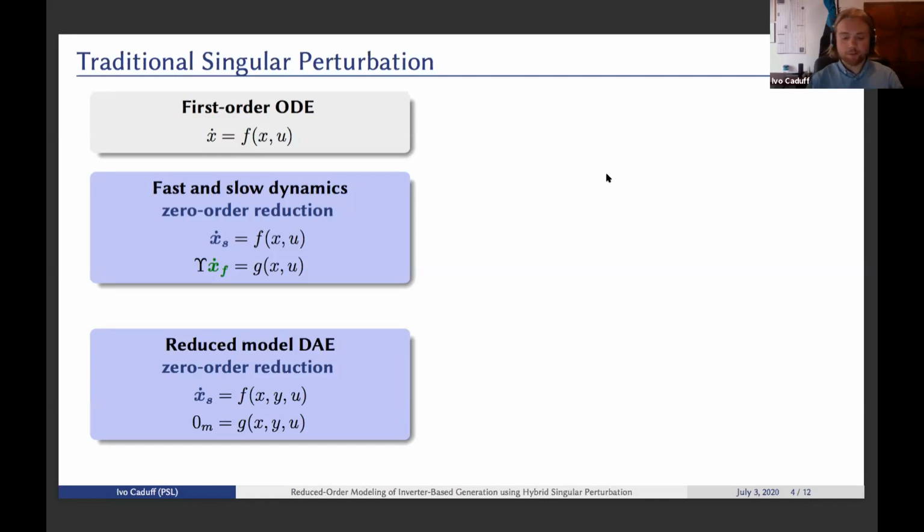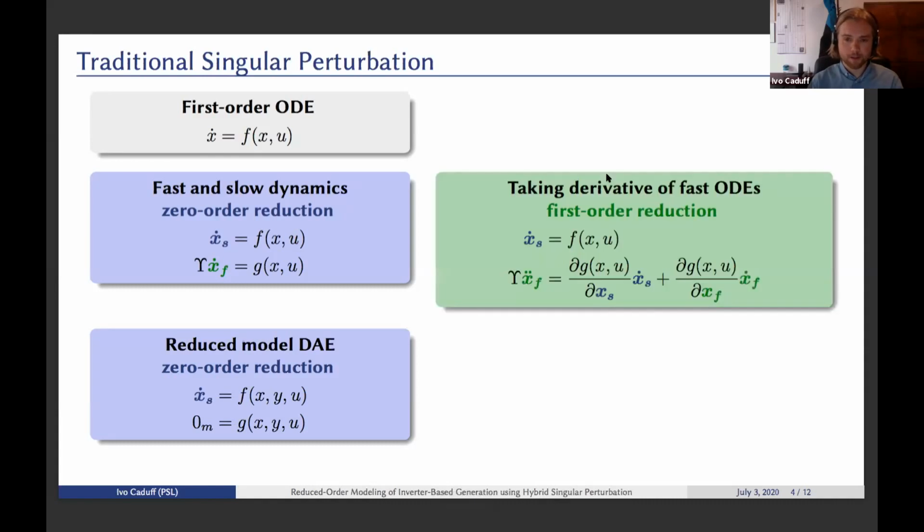In recent literature, an adaptation of this method has been proposed. This new method was introduced as first-order singular perturbation by the authors and is only applicable to linear models. Since the inverter model at hand, which I've briefly introduced you to, is nonlinear, we derive the same method but for nonlinear models. Let's take a look at the math behind it.